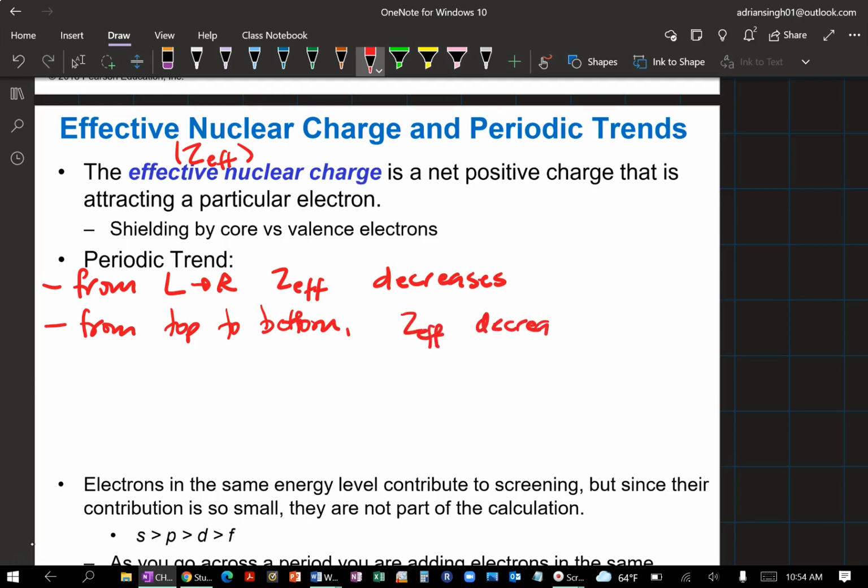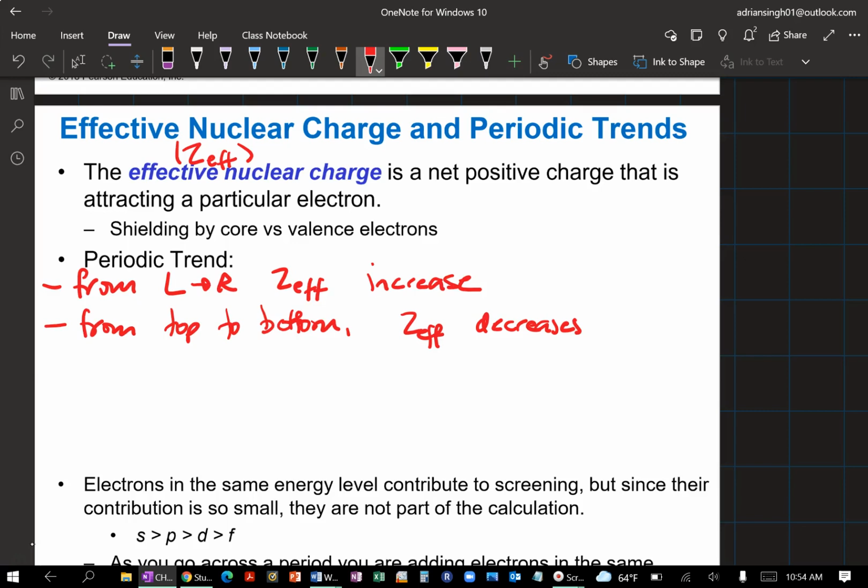Oops, I'm sorry, I made a slight mistake. Let me clarify that. Going from left to right across the periodic table, the effective nuclear charge increases. That's my mistake, I misspoke. So left to right, the effective nuclear charge increases across the period. Going from top to bottom, the effective nuclear charge decreases.